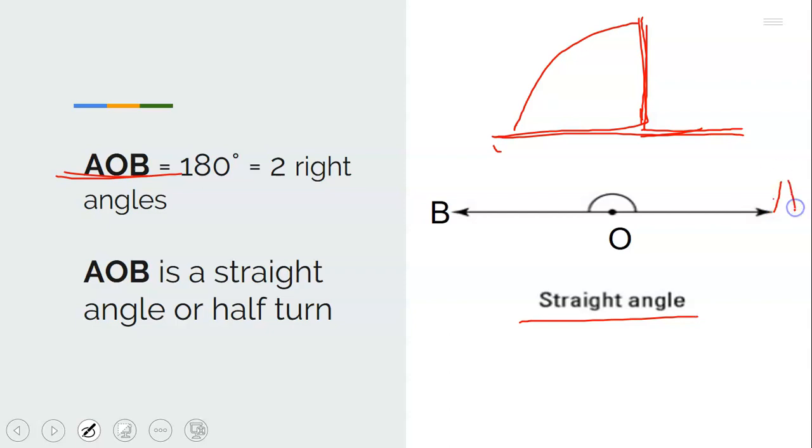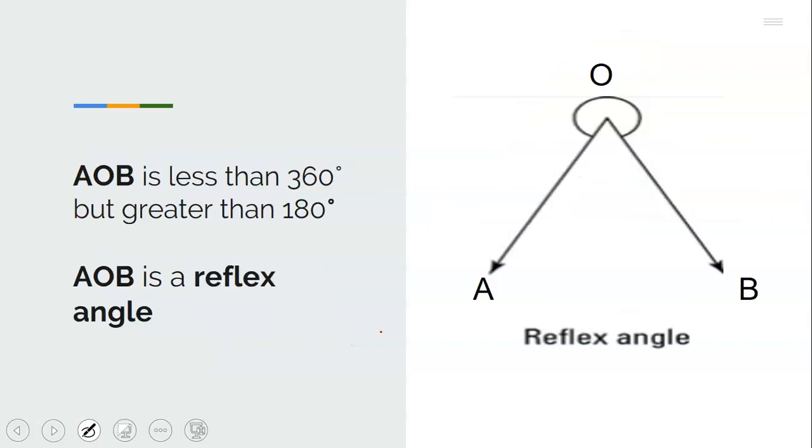This is angle A, and this is the angle between them. Now, AOB is 180 degrees, just like a half circle equals two right angles. Now, AOB is a straight angle or half turn. So that is the type of angle we have here.